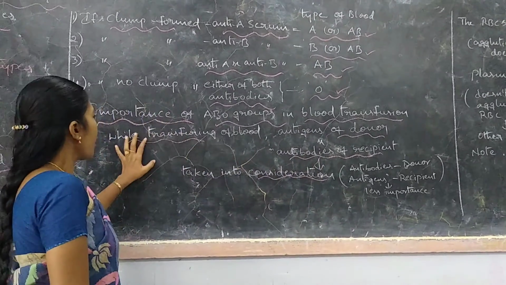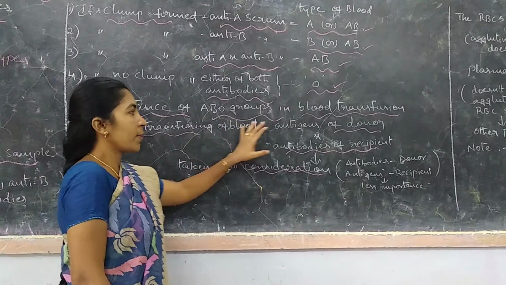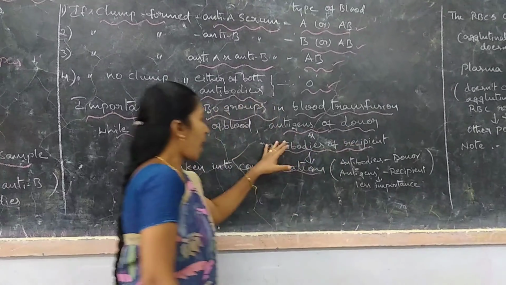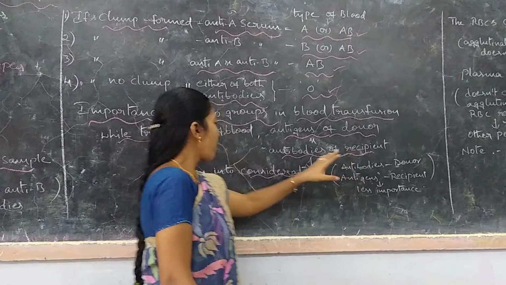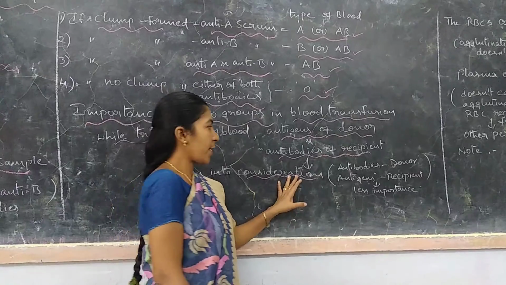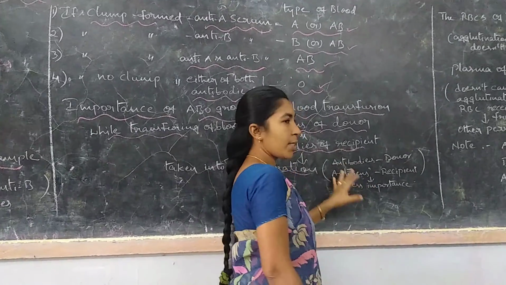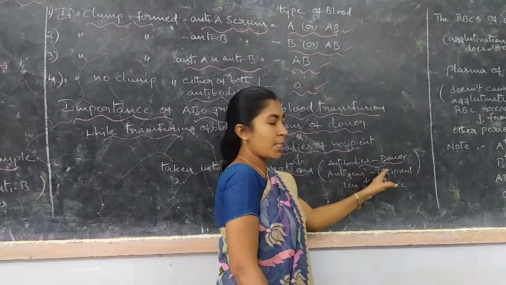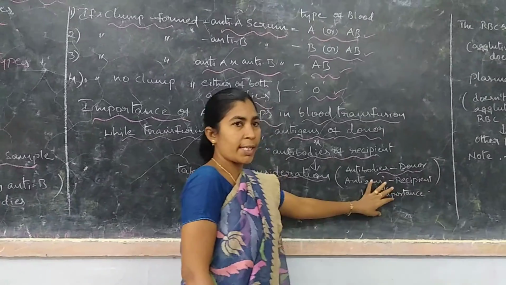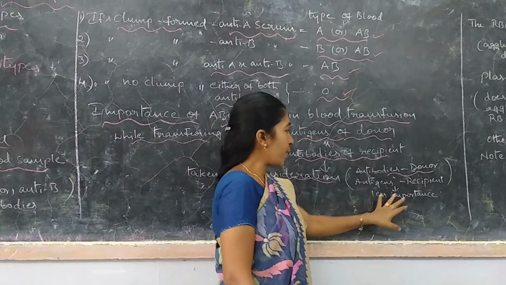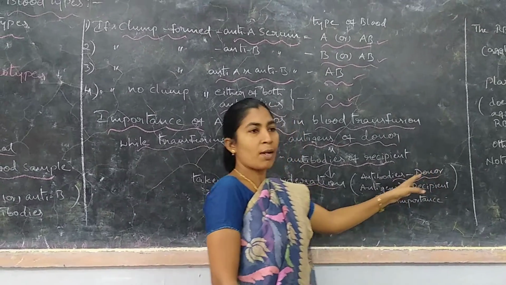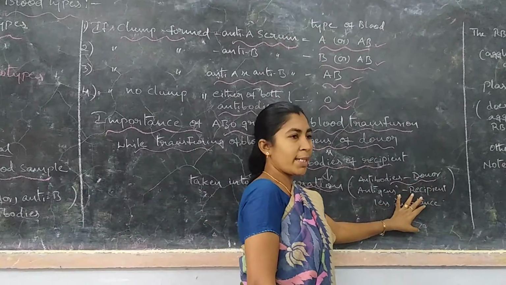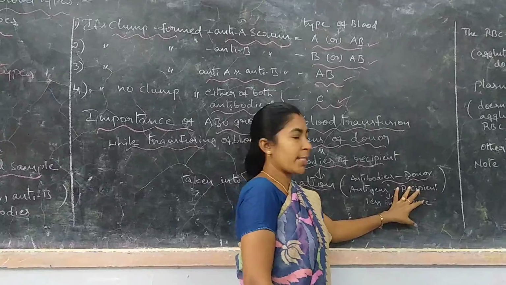So that's why, while transferring blood, this is most important: the antigens of the donor and the antibodies of the recipient are taken into consideration. The antibodies of the donor and the antigens of the recipient are not taken into consideration. This is less important, because we already know that the antibodies of the donor get diluted in the recipient person. So that's why they are not taken into consideration.